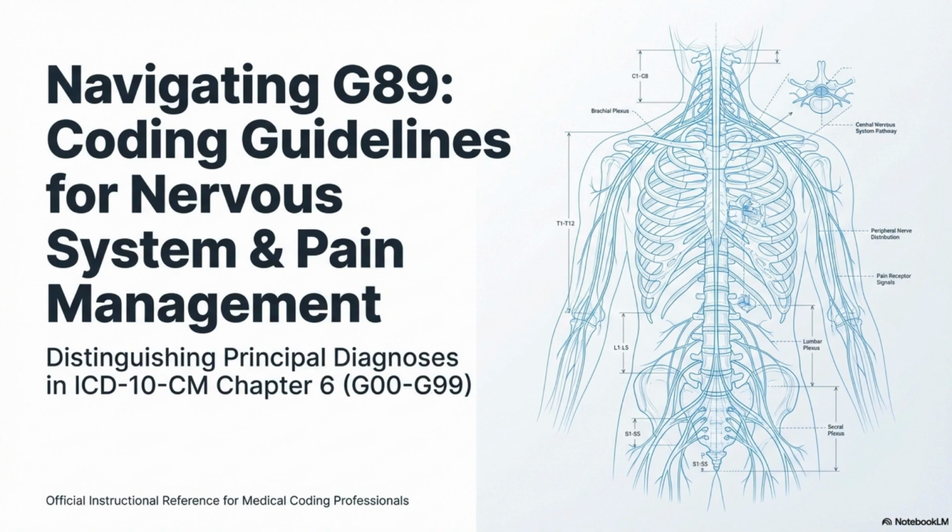Today, we're covering real-world case scenarios related to the nervous system and pain management, following Chapter 6 of the ICD-10-CM guidelines. In this session, we'll walk through the core definitions you need to navigate these encounters with confidence, including how to distinguish a condition from a symptom, how to identify the correct principal diagnosis, and what to look for in documentation so your coding decisions stay accurate and defensible.